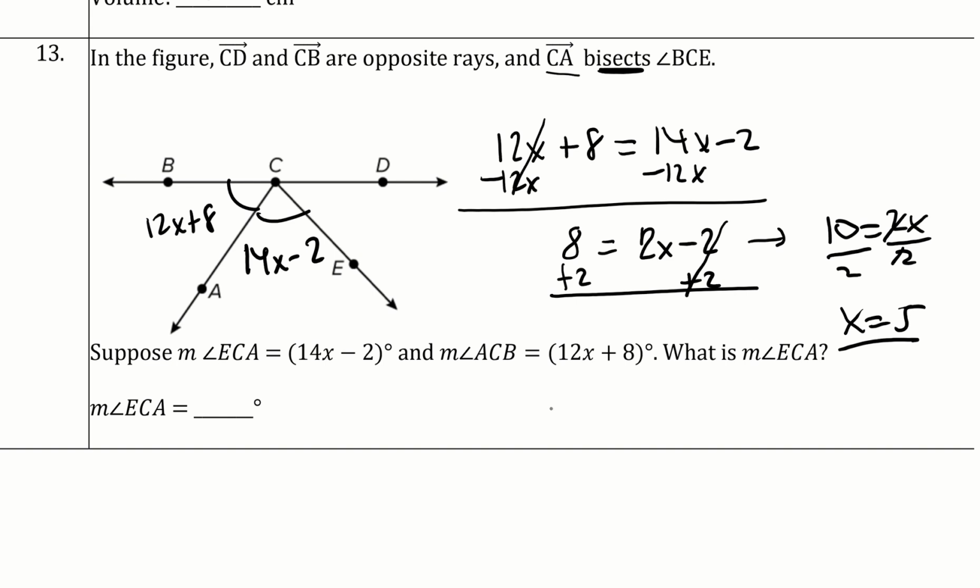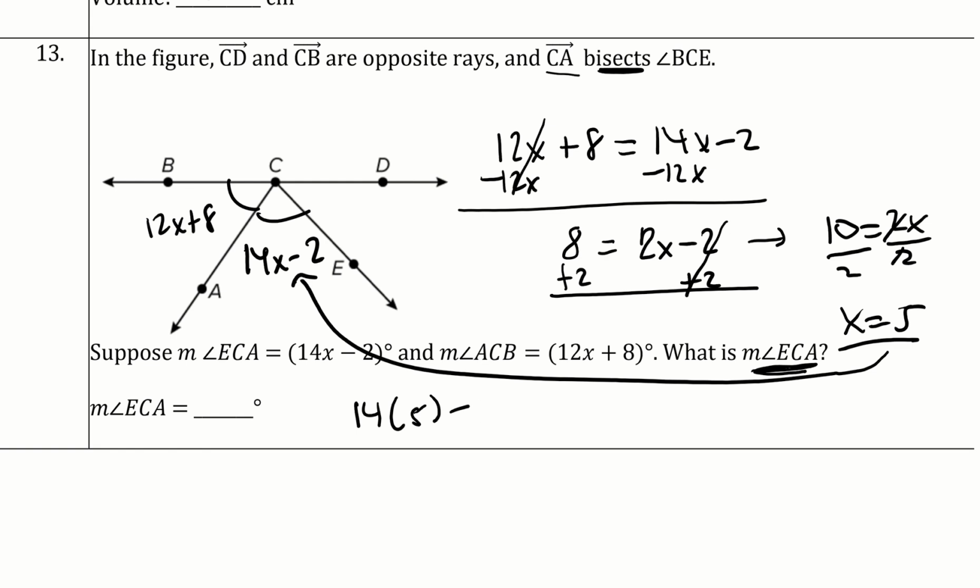Then remember to answer the question. It says angle ECA, and the angle ECA, it says here, is 14x minus 2. So let's plug that in. We got 14 times 5 minus 2. So we got 14 times 5, that's going to give you 70. Take away 2. So that's 68 degrees.